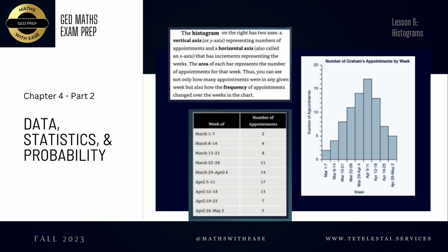So going back here, for the first week of March, he had a total of 2 appointments. To find the percentage, you would simply add the total number of appointments here on the right hand side: 2, 4, 8, 11, 14, 19, 20. That totals to 81. And then for the first week, he had 2 appointments. So 2 divided by 81 would be around 0.02, which in percentage form would be around 2%.